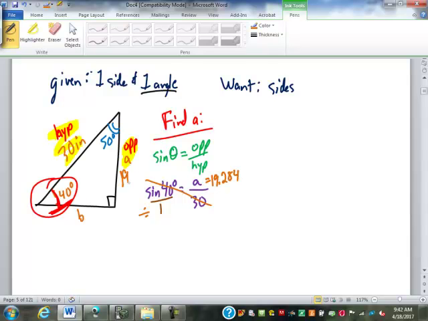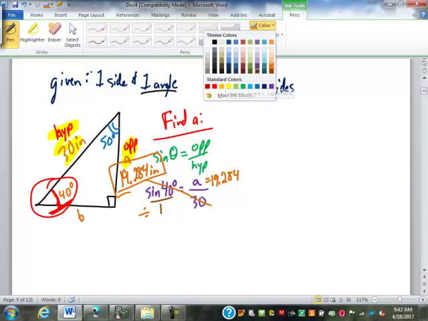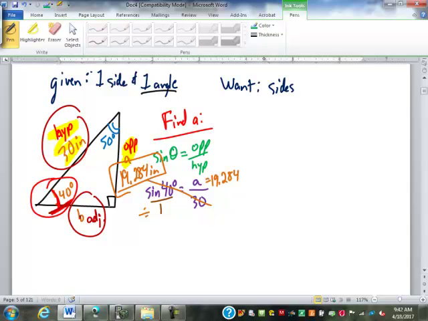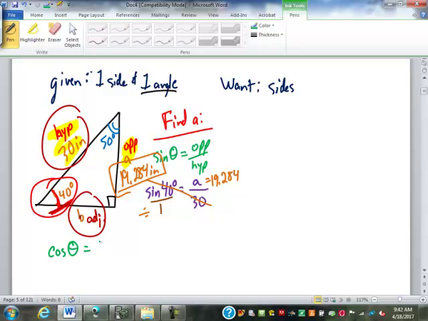So this is 19.284 inches here for side A. To find side B, I'm still committed to the 40-degree angle, so side B is which side? The adjacent side. So now I was given the hypotenuse, and I am looking for the adjacent. What trig function deals with hypotenuse and adjacent? Cosine does, or the secant, but we're going to do it with the cosine.